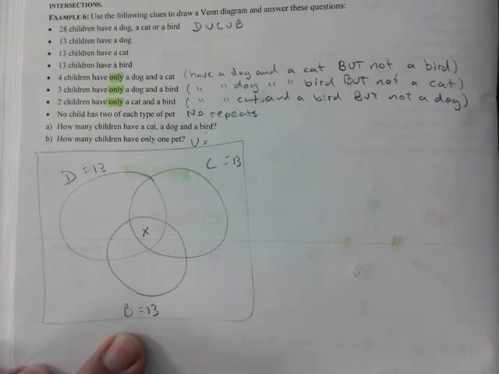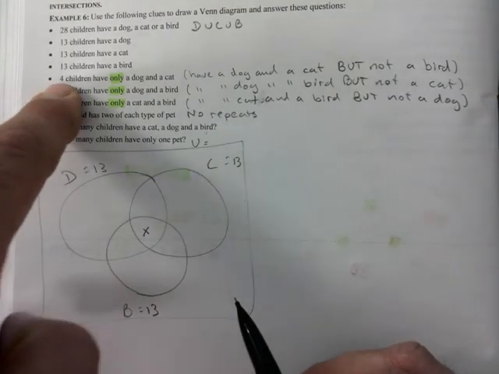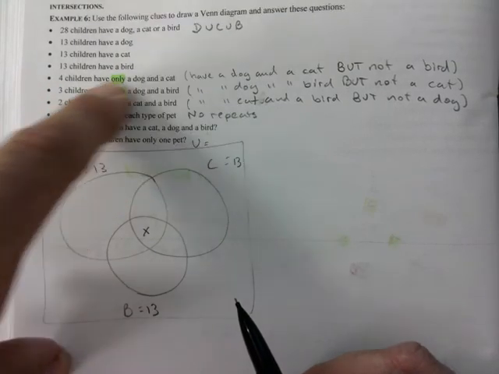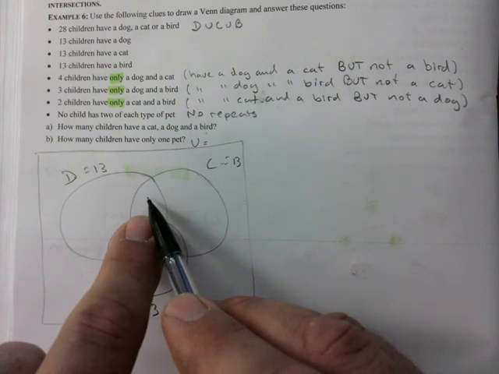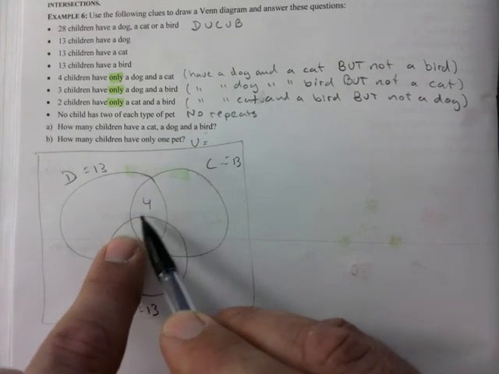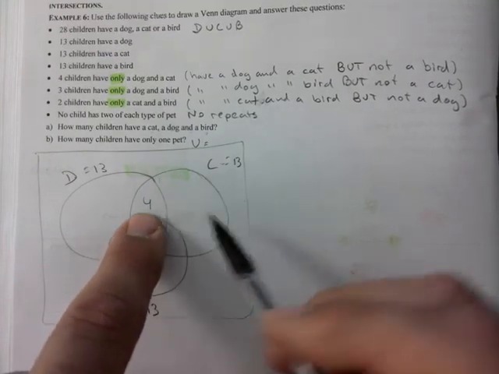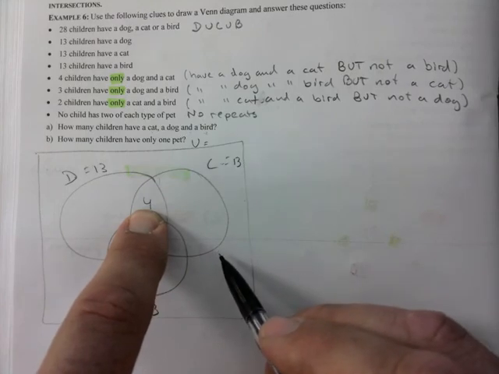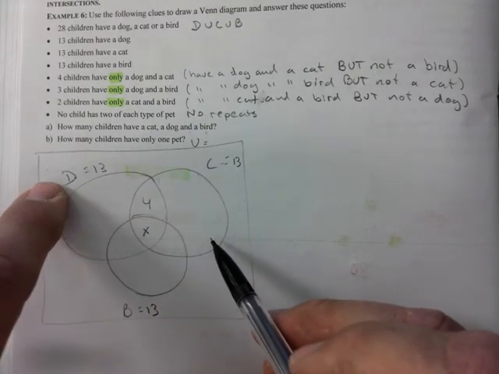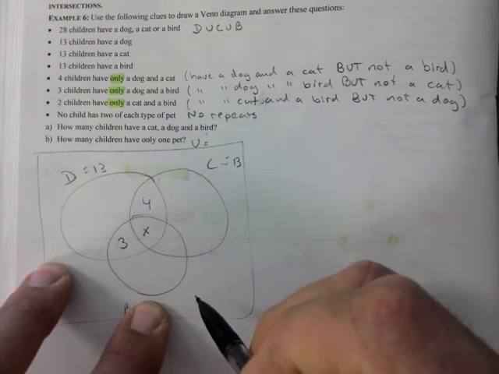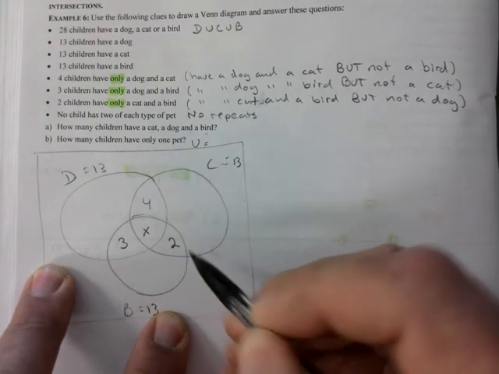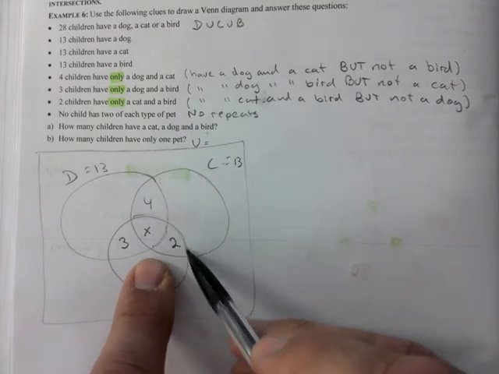And here's where it gets tricky. So where would the 4 be if it's only dog and cat? You go dog and cat, it's only dog and cat. They're actually giving you this section right here. They're giving you this section when it's worded like that. Dog and bird only. This would be 3 right there. And this would be 2 right there. When it's only, they're actually giving you this section. Okay?